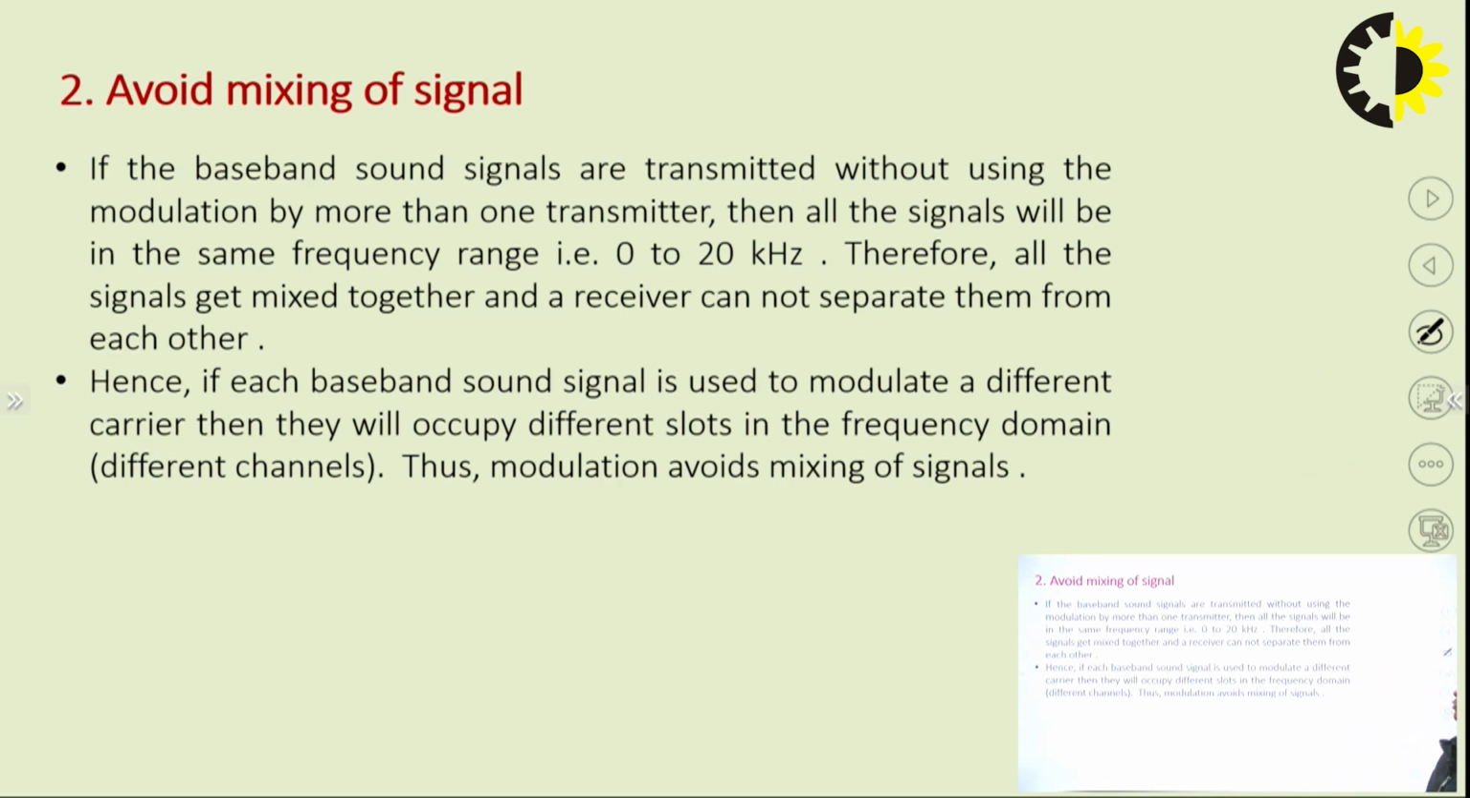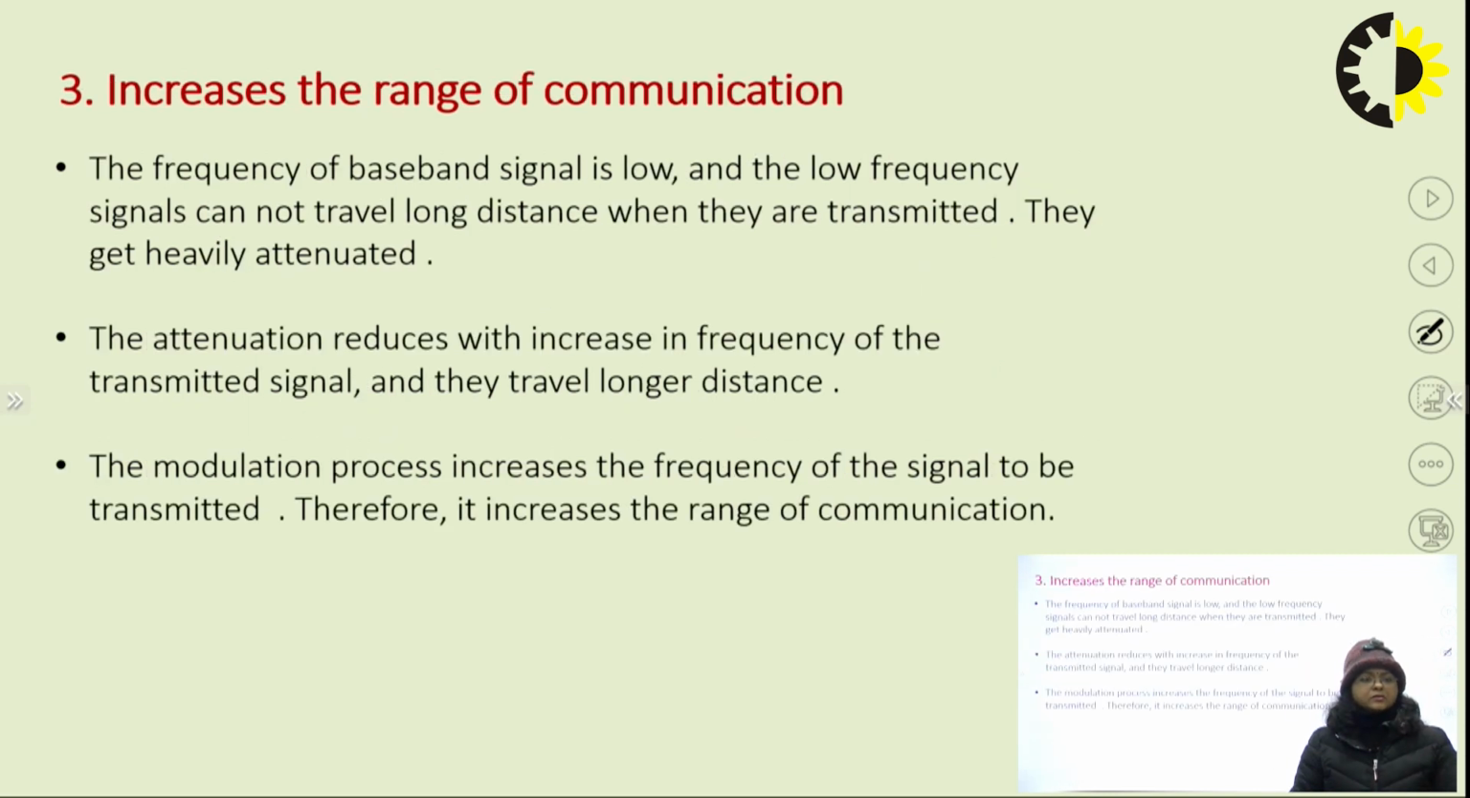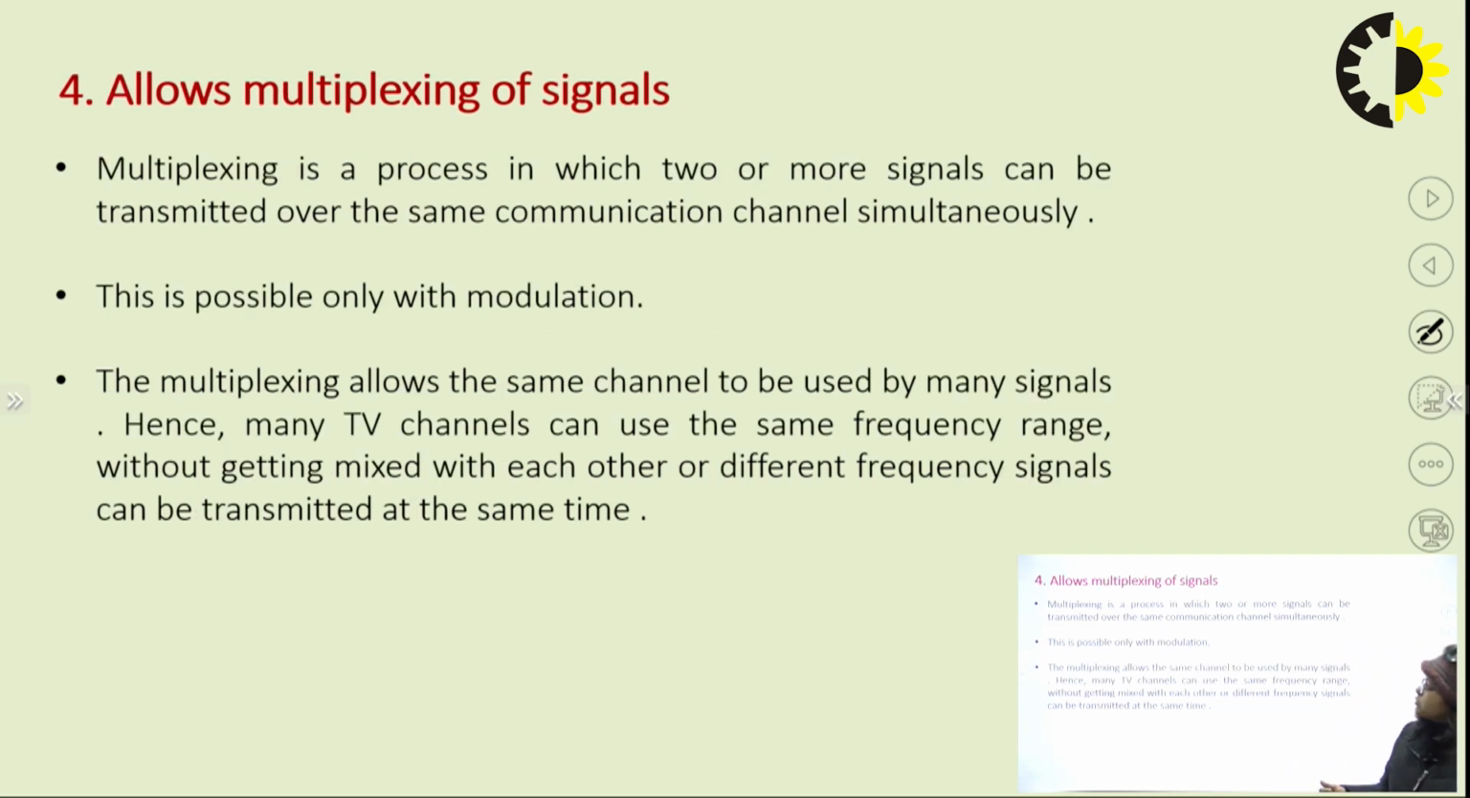Second, it avoids the mixing of signals. If we transmit the overall message signal in the low frequency range from 0 to 20 kilohertz, the different messages may intermix, thereby generating crosstalk or error. So modulation is used, which converts each message signal to different high frequency signals, thereby avoiding the mixing of signals. It also increases the range of communication by increasing the frequency range.